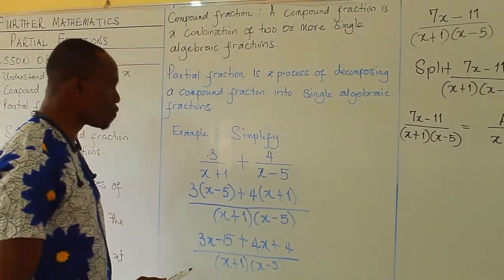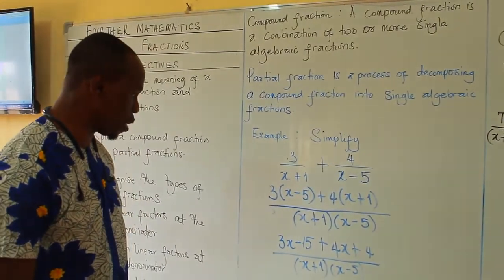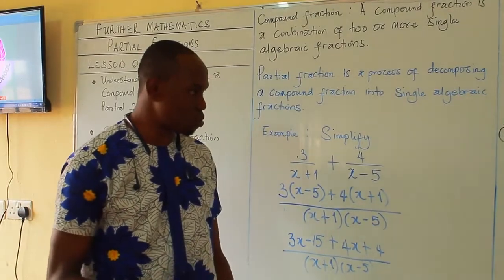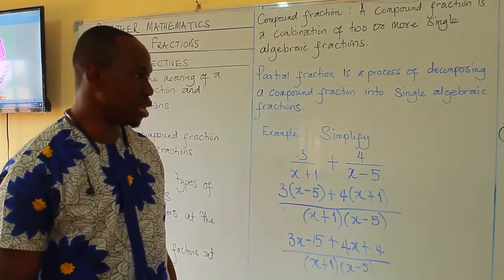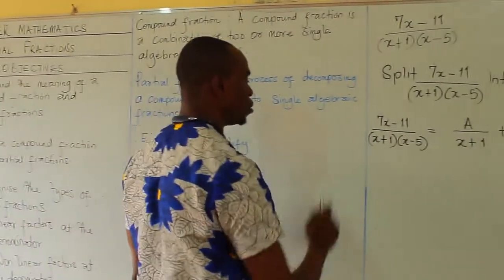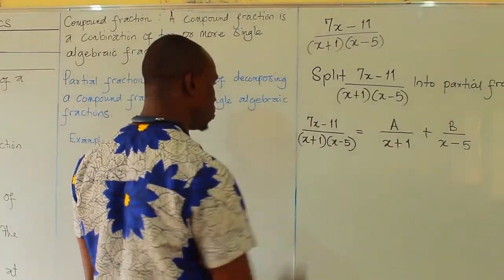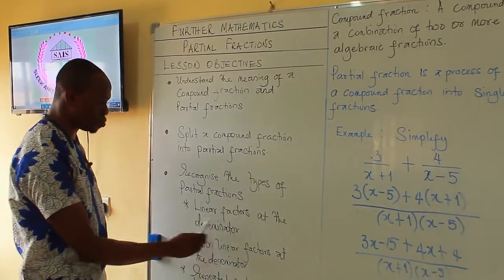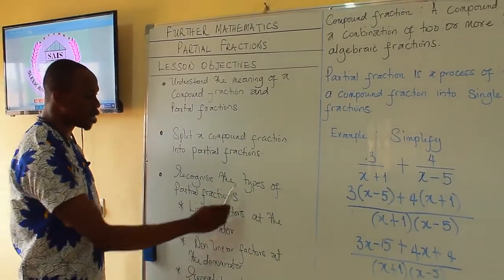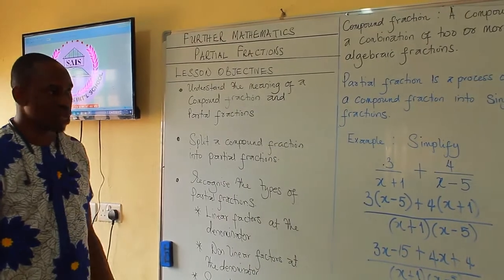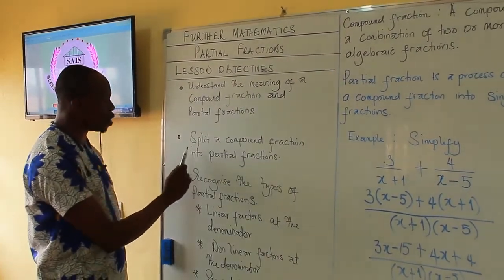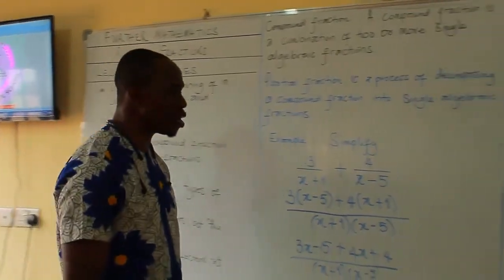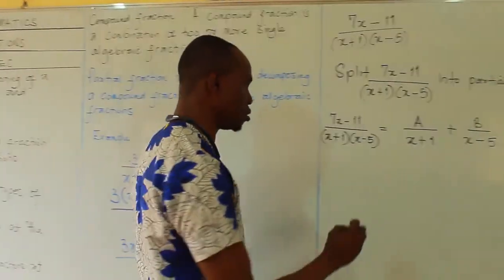The success of partial fractions depends on the knowledge of the kind of denominator you have in your question. Like in this example, I have linear denominators. And that is the first type of partial fraction we said here, to recognize the types of partial fraction. And I also said I'm going to teach you how to split a compound fraction into partial fractions. So we are about to split this partial fraction.